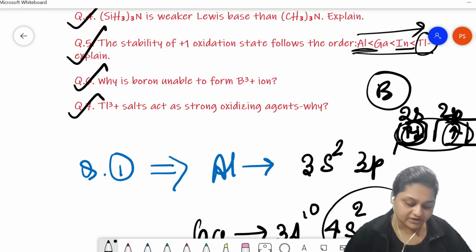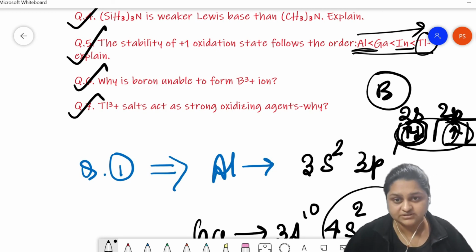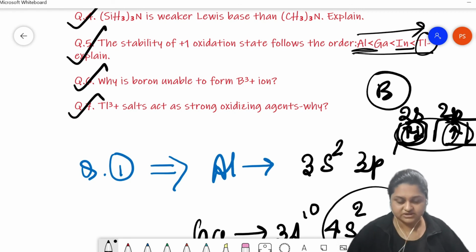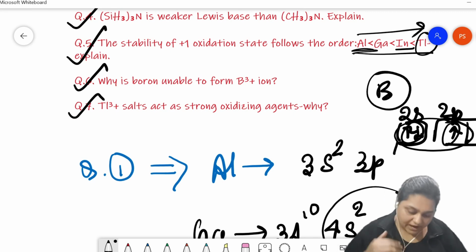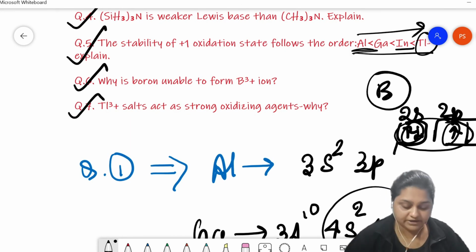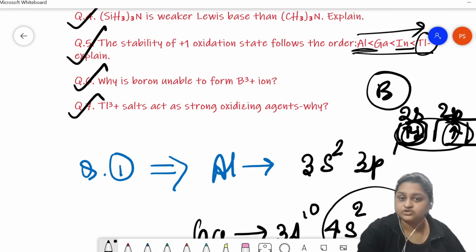On the other hand, the +1 oxidation state is much more stable, which is why a thallium salt comprising the +3 oxidation state tends to accept electrons and move to the +1 oxidation state. By accepting electrons in this process, it oxidizes other elements. That is why thallium in the +3 oxidation state acts as a very strong oxidizing agent.